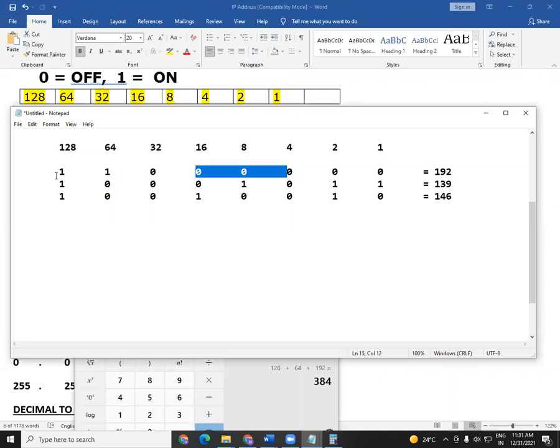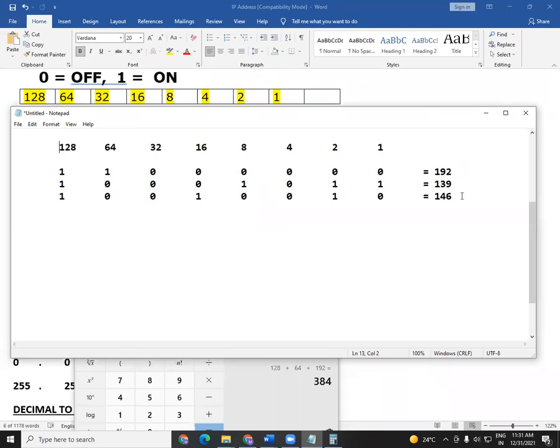Now suppose, imagine if there is one more bit. If there is one more bit, then it will be 128 plus 128, that is 256. It's not only up to 8 bits. There can be 9 bits, 10 bits, 11 bits, 12 bits, anything. So we just need to keep on doubling that particular figure. So 128 plus 128, the 9th bit value will be 256. Okay. So I hope it is clear now.